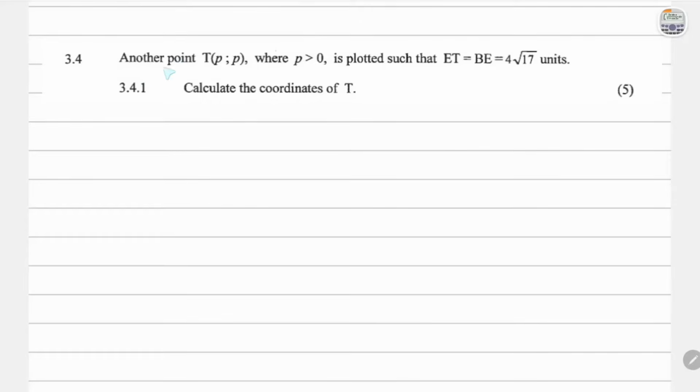Question 3.4 says, another point, T, which is (p, p), convenient that they are in terms of the same letter, where p is greater than 0, is plotted such that ET is equal to BE, and they're both equal to 4 square root 17 units. And 3.4.1 says calculate the coordinates of T.